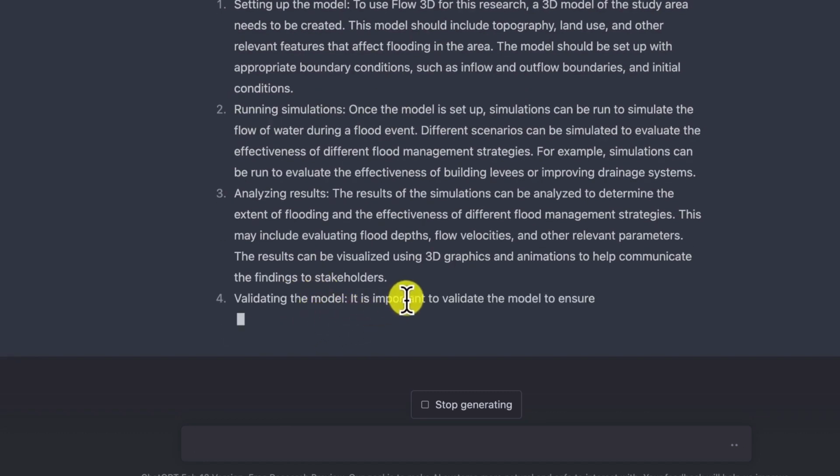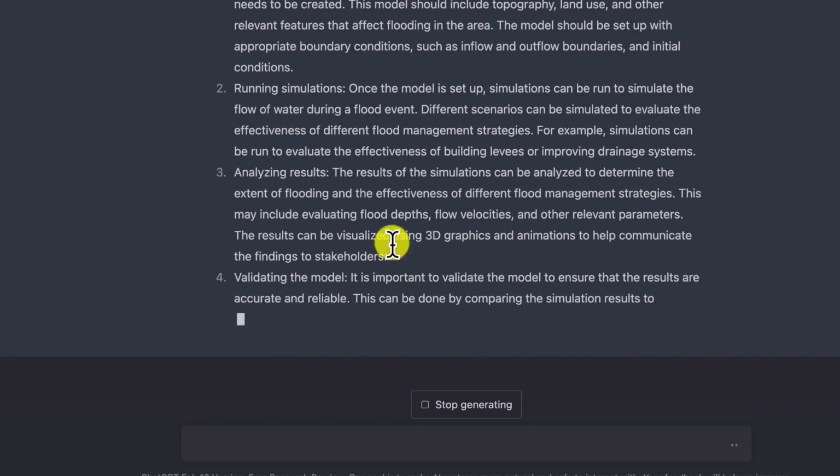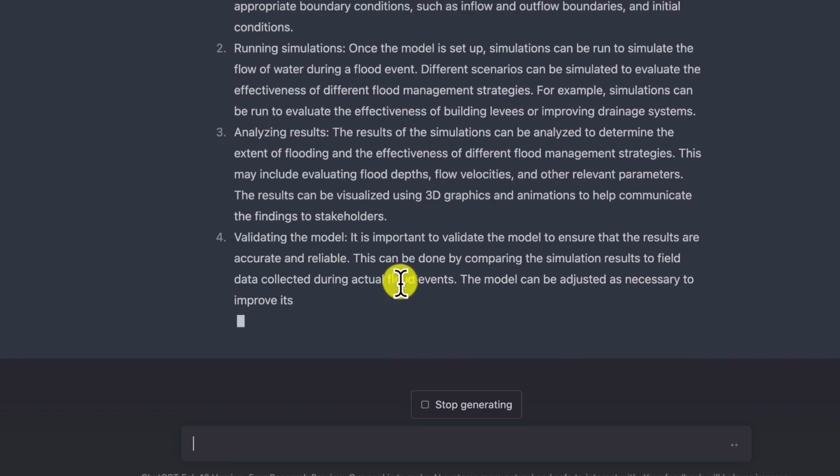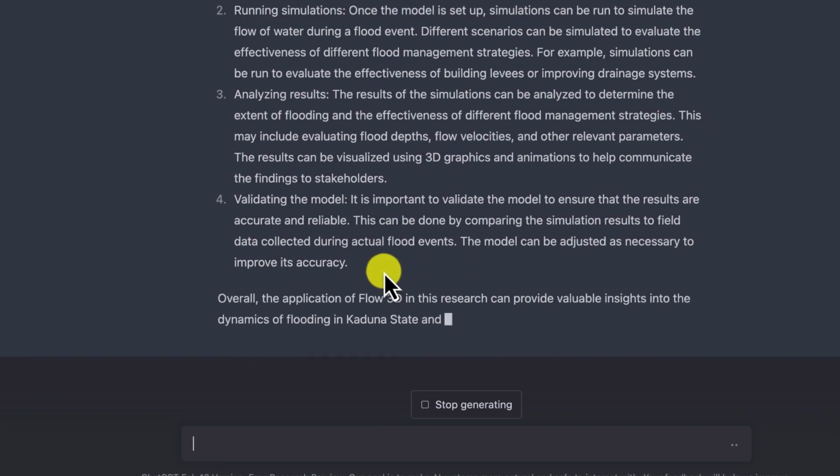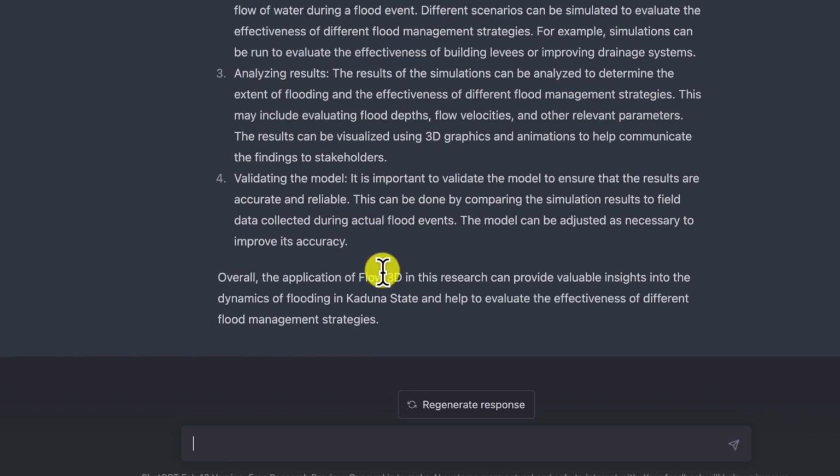Validating the model. How are you going to validate the model? It is going to give you the details, and this is very, very specific. So for you, if you want to use Flow 3D or if you want to use another software, just be very specific and ask the question, and it's going to give you the answer directly.